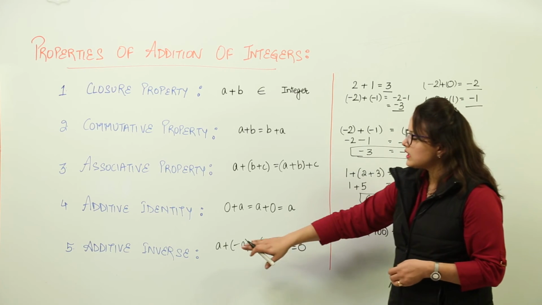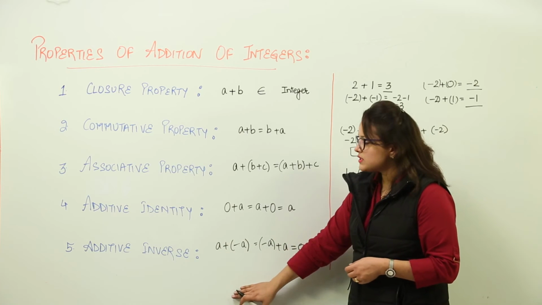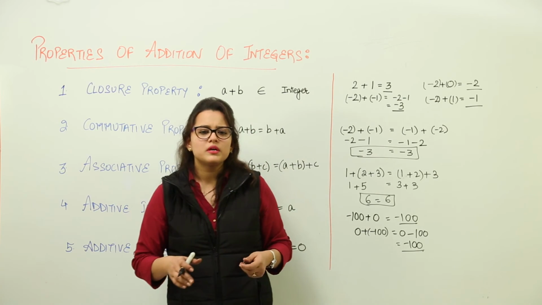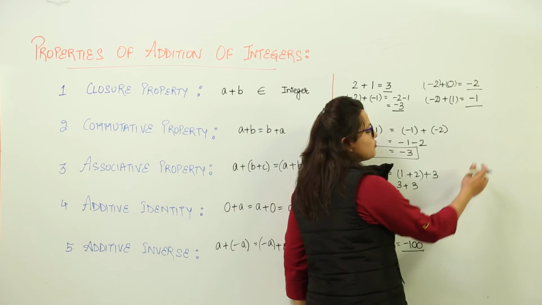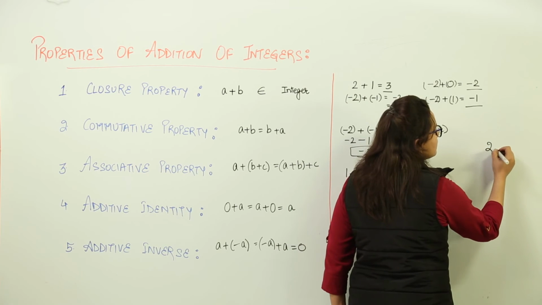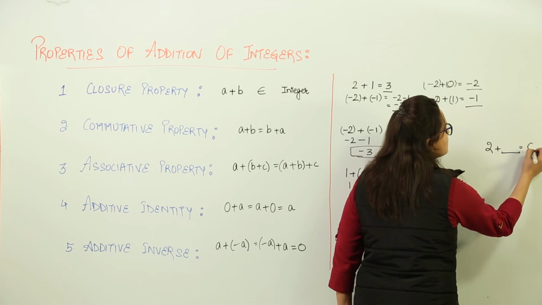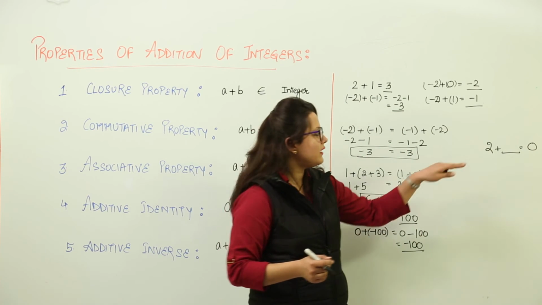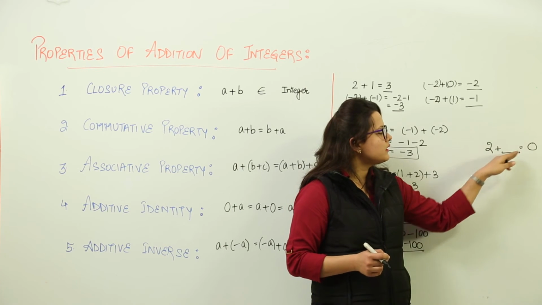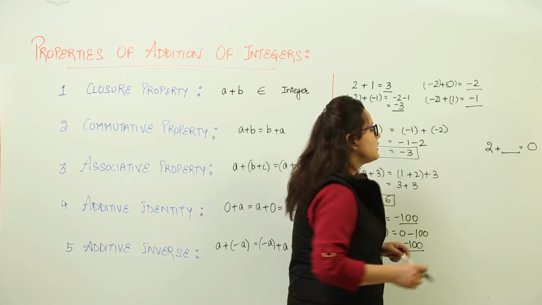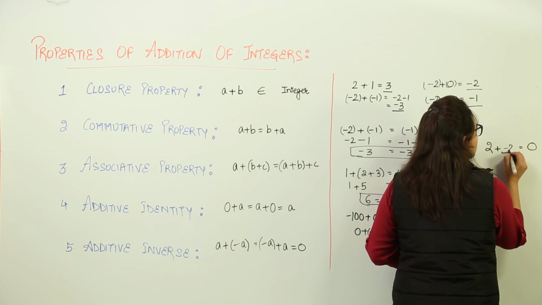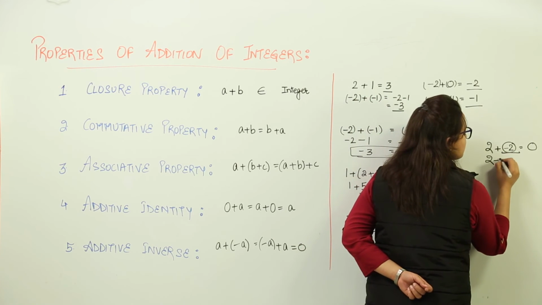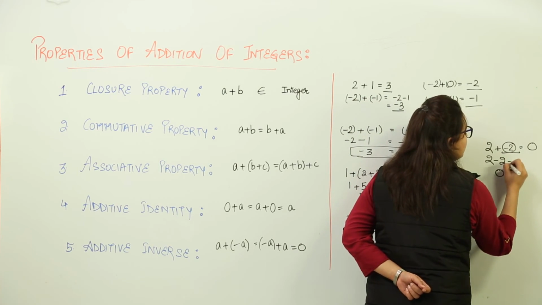Now the next, or the last property for addition of integers, is the additive inverse. This is a very important property. It's very simple to understand. Let us take one example before moving forward. What would you add to 2 to get a 0? If I ask you what should be added to 2 to make this whole thing come out to be 0, definitely you will tell me that ma'am, you should be adding minus 2. Why? Because here 2 plus minus 2 will give you a 0, right?